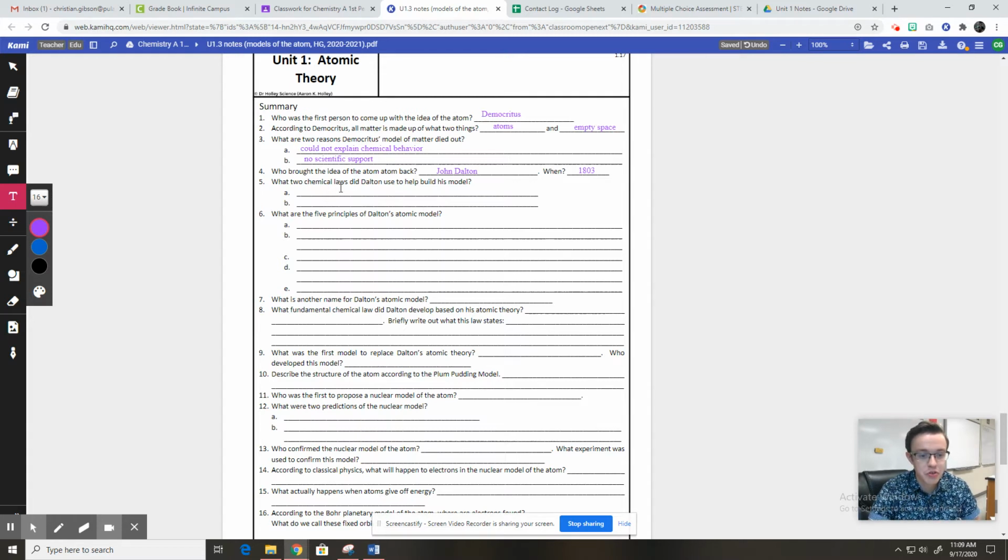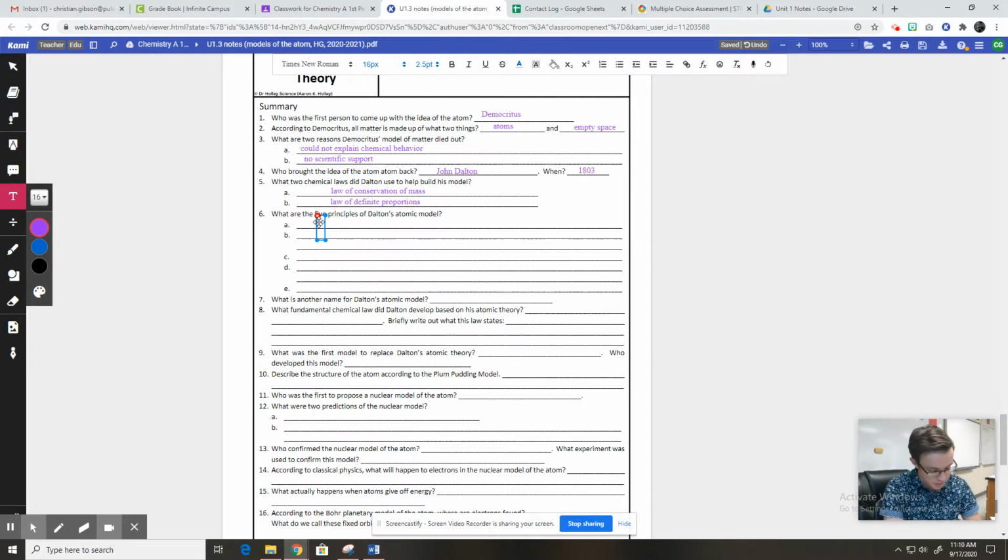So what two chemical laws did Dalton use to help build this model? He figured this out using the law of conservation of mass, which states that mass or matter cannot be created or destroyed. And he also used the law of definite proportions. All right, those are the two laws that helped him build his model. And his model had 5 principles, and I'm just going to state those really quickly.